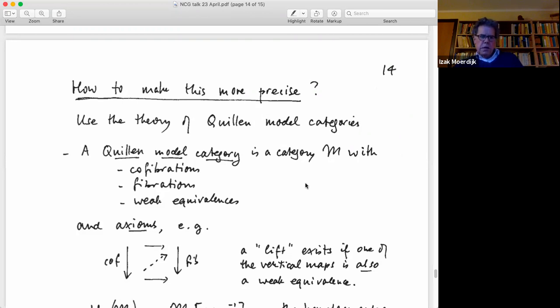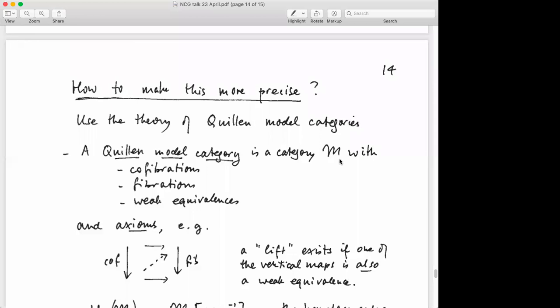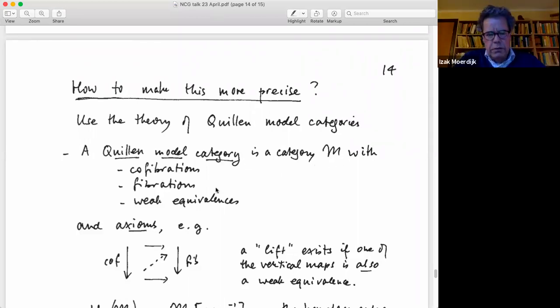There we go. Is to use the theory of Quillen model categories. For those of you who have perhaps slightly forgotten the definition, here is some rough impression. A Quillen model category is a category with a little bit of extra structure, namely three classes of maps: cofibrations, fibrations, and weak equivalences, and axioms. There are four or five axioms, depending a bit on how you count. And one of the central axioms is called the lifting axiom.